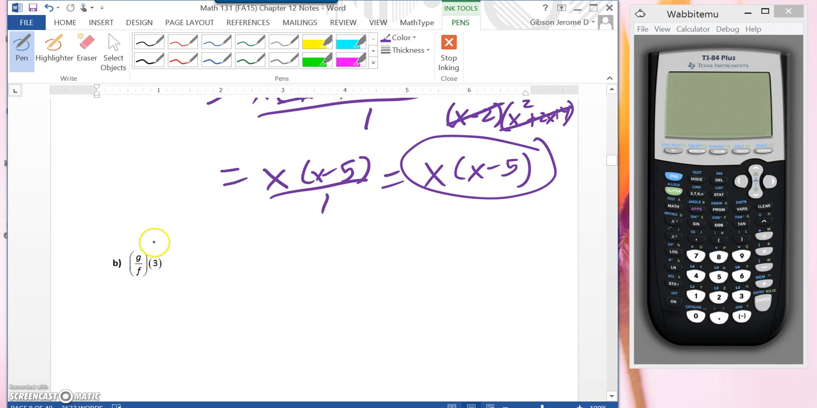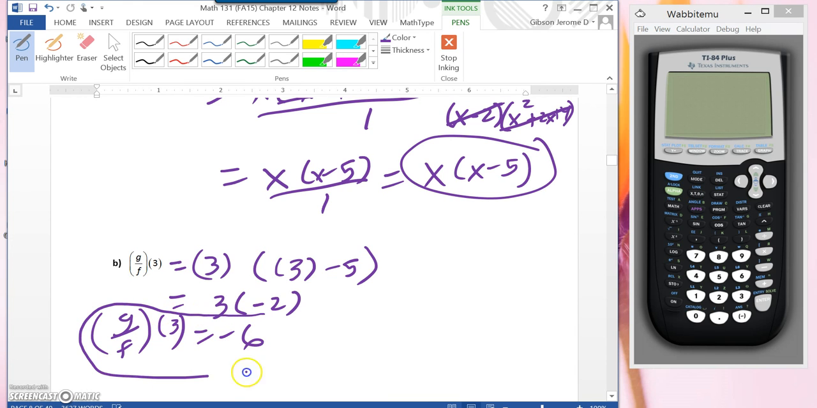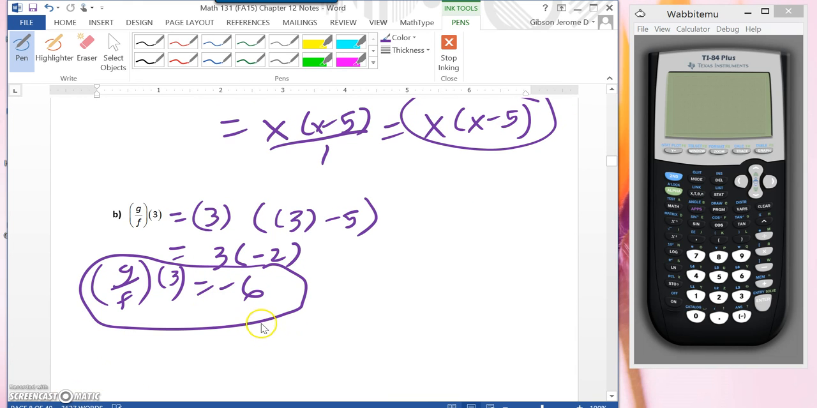Now we come here to B. It says g over f of 3. All we have to do is take our final answer from A and substitute in 3 into this problem. So we could take this, and wherever x appears, we'll put 3 in its place. So we will have 3 times 3 minus 5 is a negative 2. So our final answer here would be negative 6. So g over f of 3 is negative 6. And that is the final answer. And we are done.